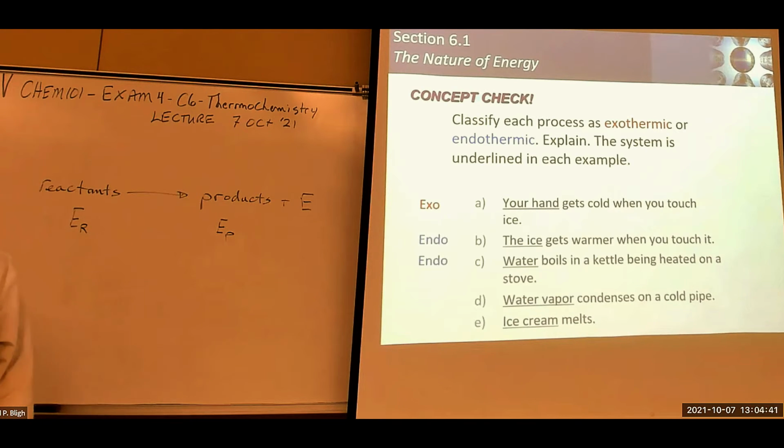Water vapor condenses on a cold pipe. So the water vapor, the gaseous water, is our system. And in order to condense, it has to give up heat. It transfers heat from the system into the pipe. That's exothermic. How about ice cream melts? Okay, the ice cream is your system. It takes heat from the air on a summer day. And heat has to flow into it to make it melt. It's an endothermic process. Okay?